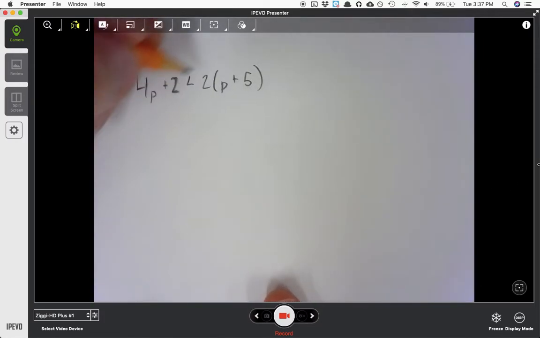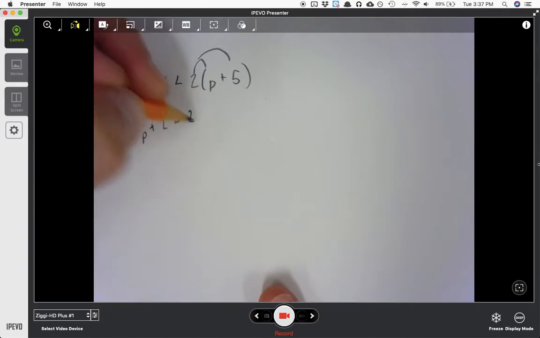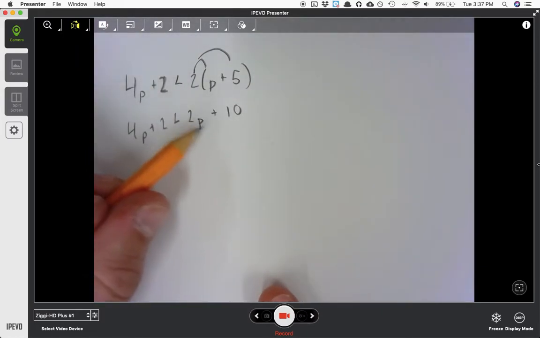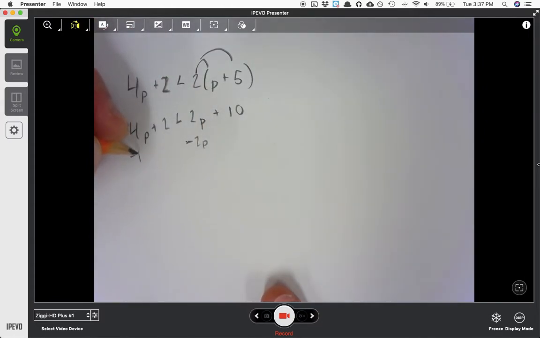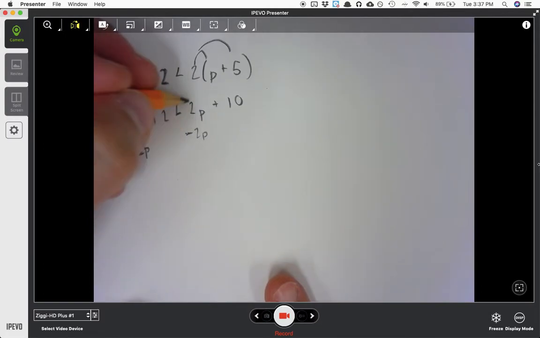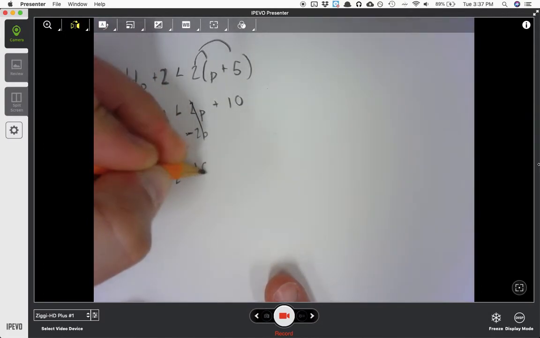First thing I'm going to do is distribute, so I'll go ahead and do that. I end up with 4p again, unchanged, plus 2 less than 2p plus 10, and now I want to get all my p's onto one side, all the numbers onto the other. So I'll do minus 2p to both sides, one step at a time for now. So 2p plus 2 less than 10.